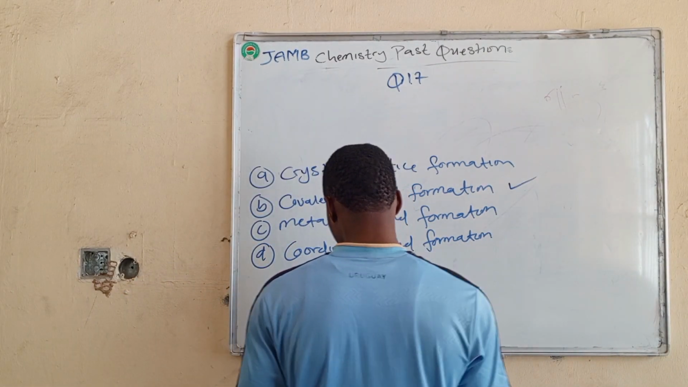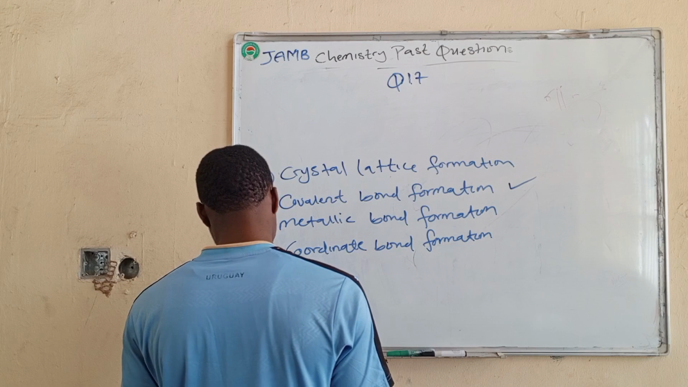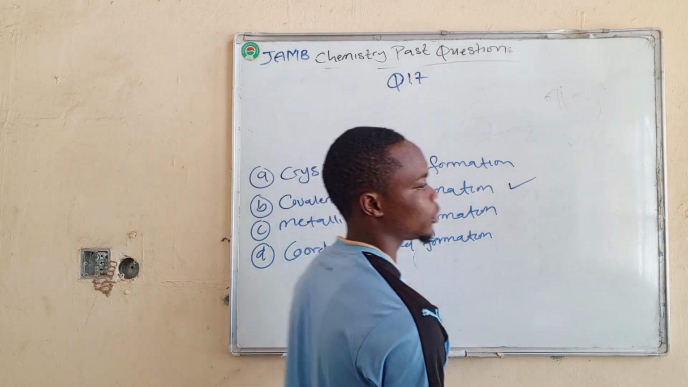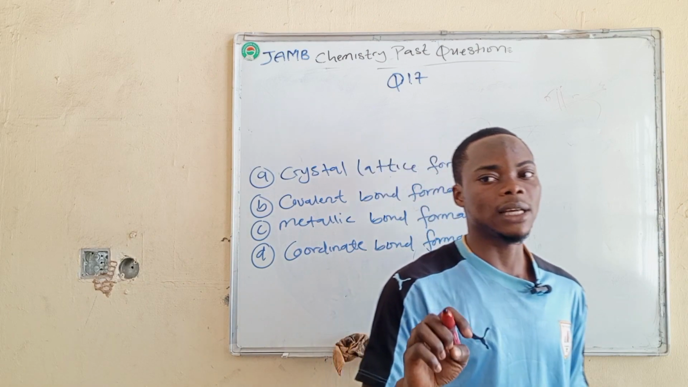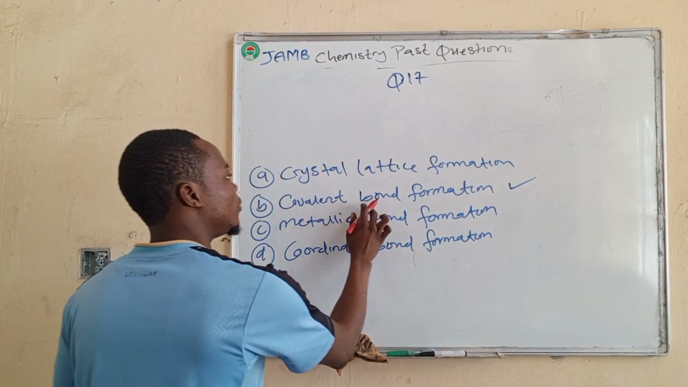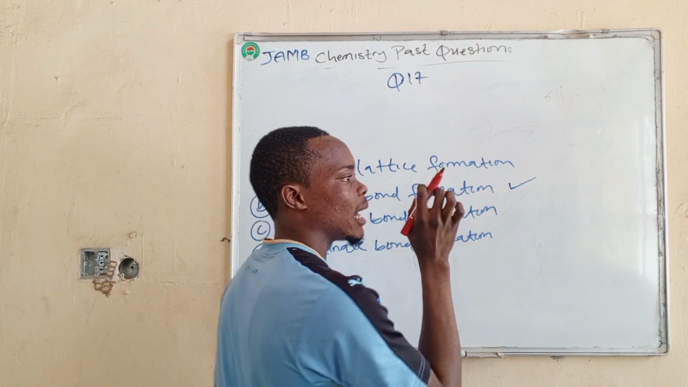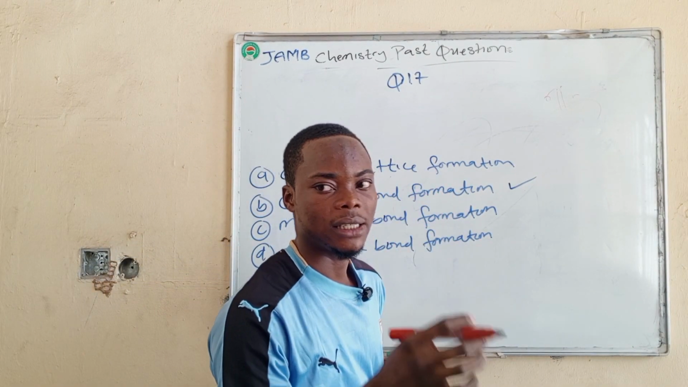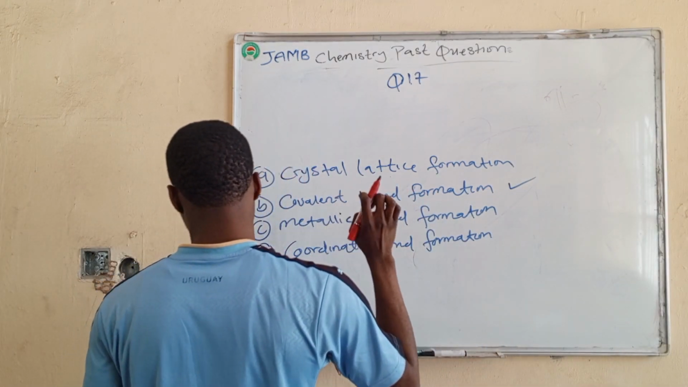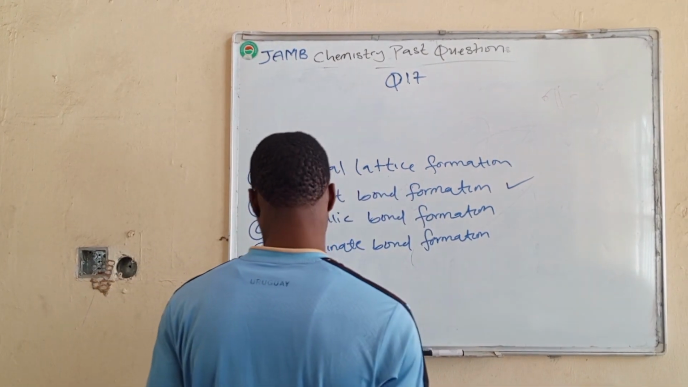Really, because diamond is a covalent macromolecule and a typical covalent substance is an insulator. A typical covalent substance is what? An insulator. That is why covalent bond formation, which you can easily find in a diamond, causes it to be a bad conductor of electricity.